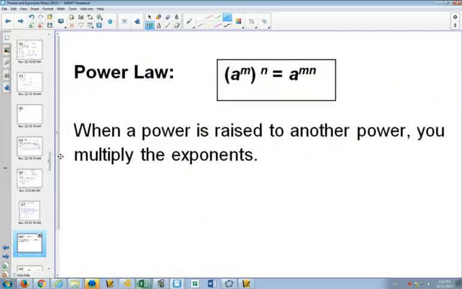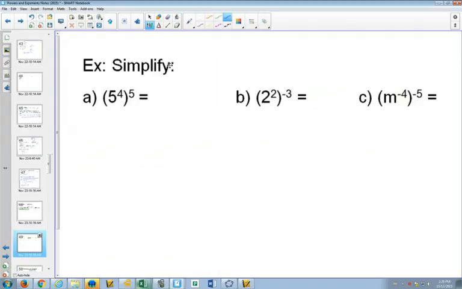So we can write this power law like this. When a power is raised to another power, what do we do? We multiply the exponents. Yes, I can go back. All right, try these ones. We'll go back for a second.